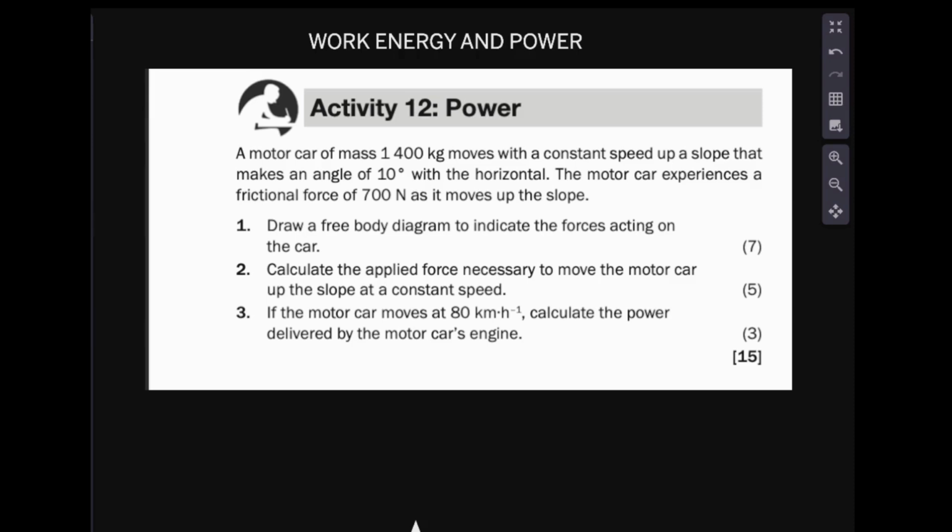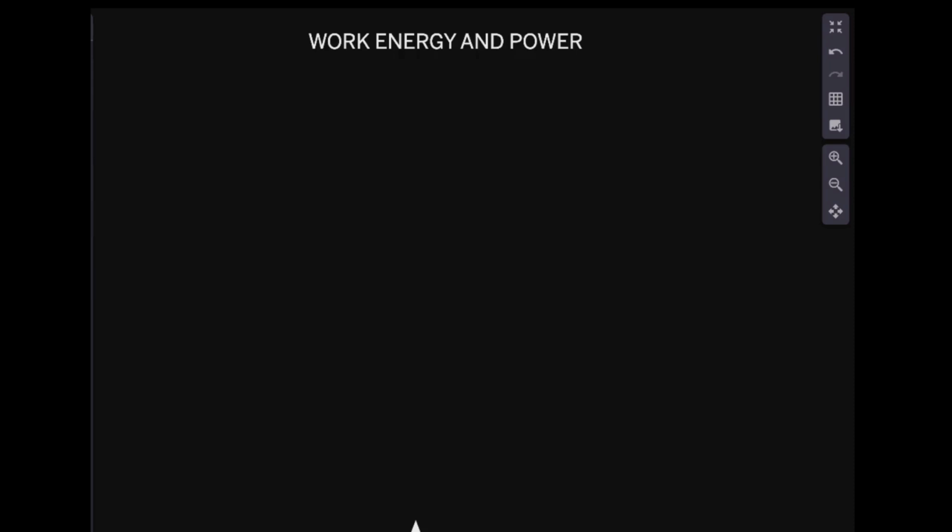A motor car of mass 1,400 kg moves at a constant speed up a slope that makes an angle of 10 degrees with the horizontal. The motor car experiences a frictional force as it moves up the slope. Draw a free body diagram that indicates the forces acting on the car. Okay.